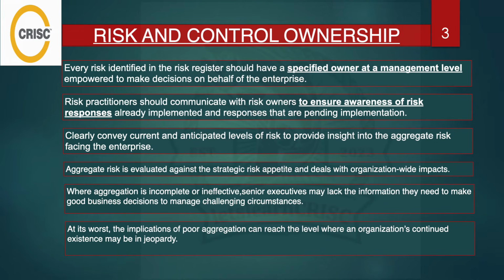Right? Next, another consequence can be financial impact. Friends, poor risk aggregation can lead to financial losses that, if substantial, may impair an organization's ability to operate. Right? For example, a failure to properly assess and aggregate financial risks, such as market fluctuations or credit defaults, can result in severe financial consequences. Right?